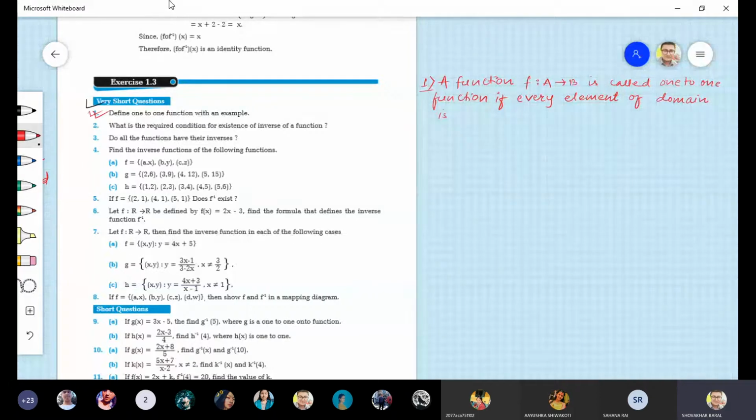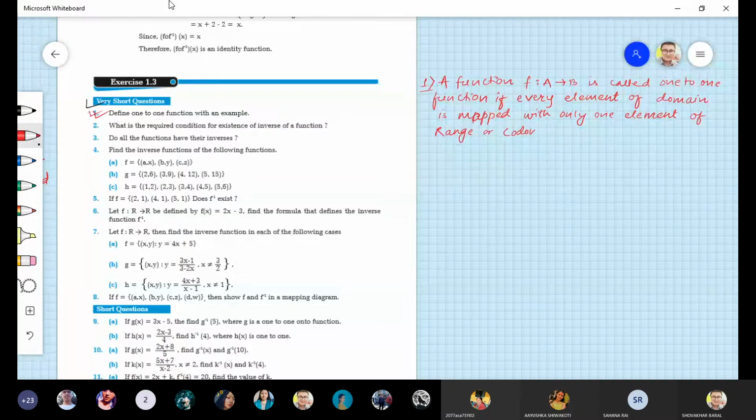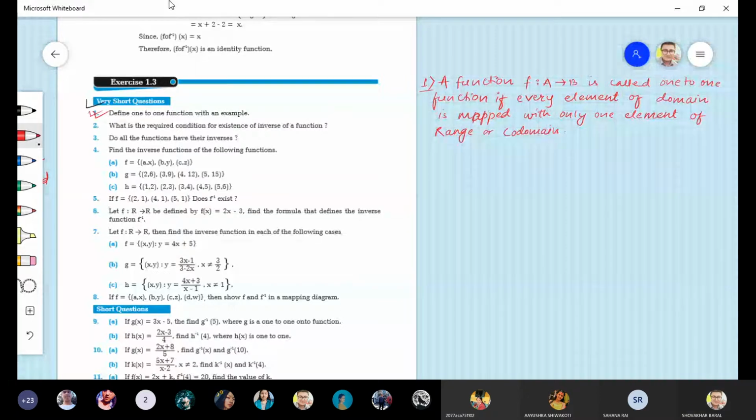if every element of the domain is mapped with only one element of the range, or codomain, you can say simply codomain also. But replace this range by codomain.